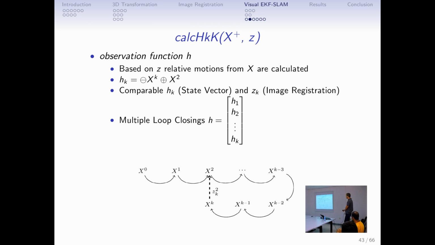If we found multiple loop closings, for example, between xk and x2, and xk and x1, our observation function will grow like this. And with this, we now have comparable results, because we have a relative transformation given by our state vector, and we have a relative transformation given by our image registration, zk.